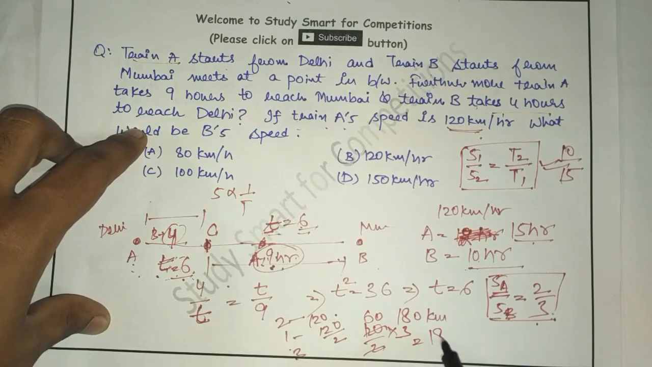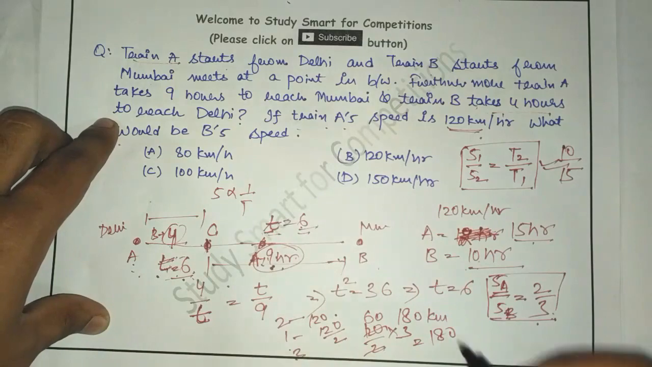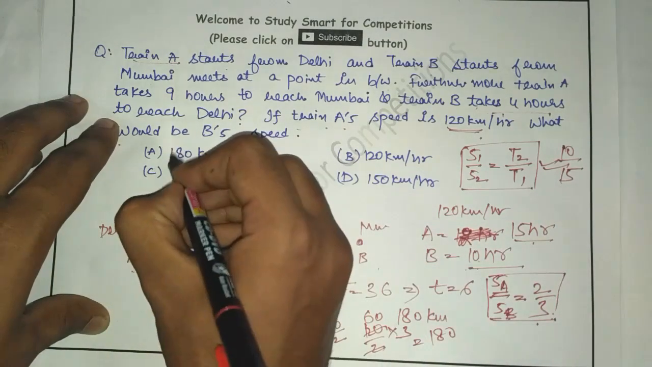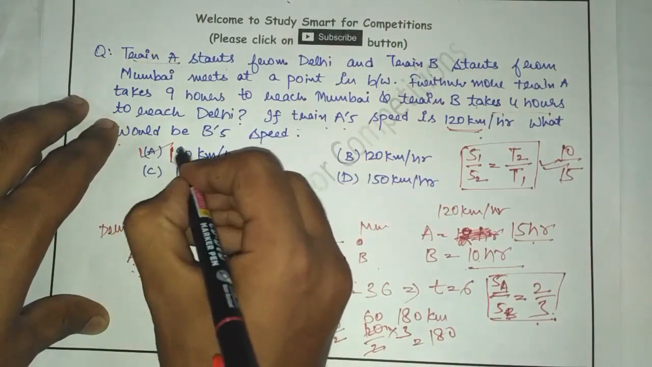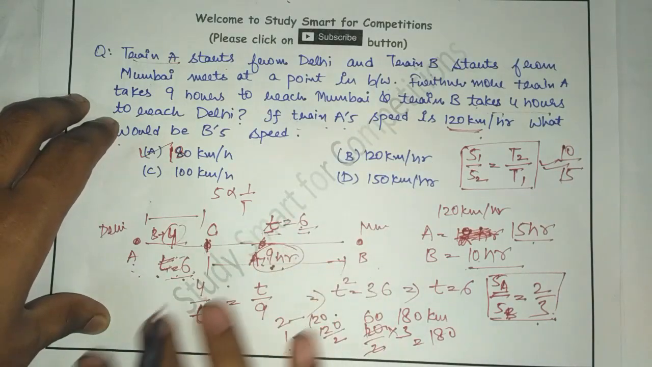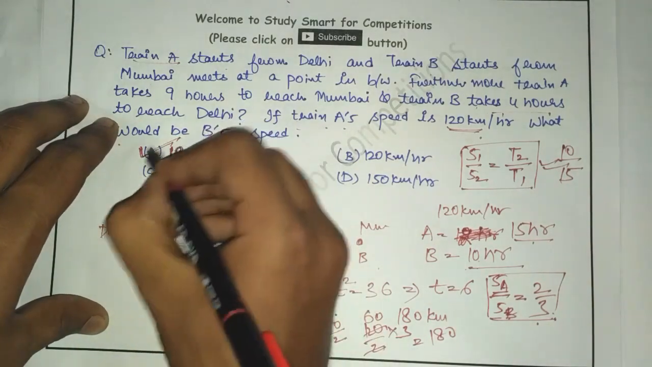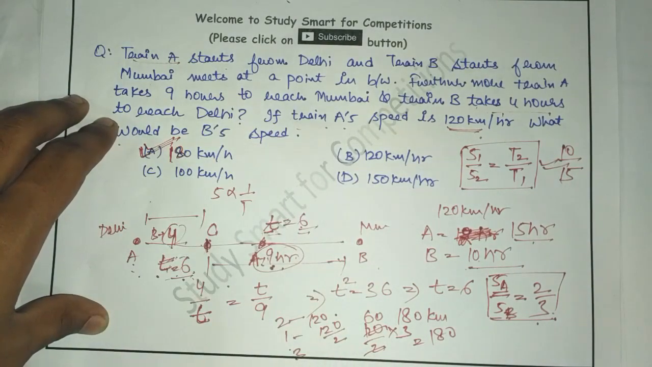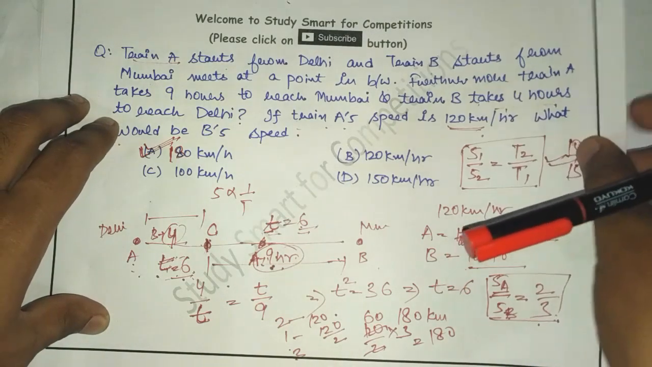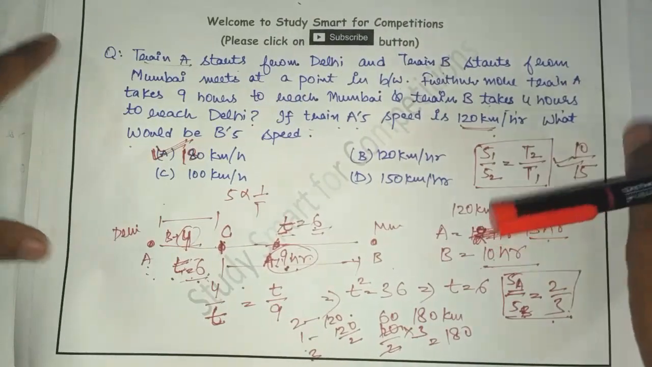That comes out to be 180. So your answer is 180 kilometers. I'm sorry, the option is not here, but the answer should be 180 kilometers. So moving towards the next question, I hope you have understood this trick.